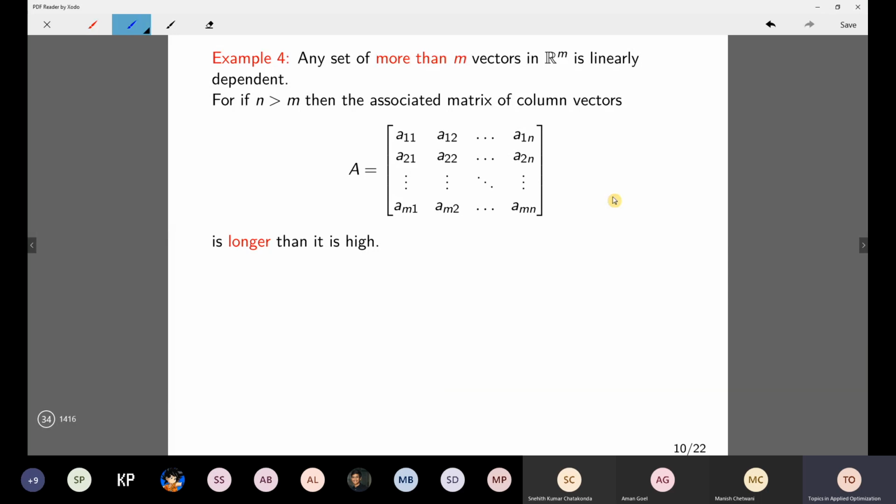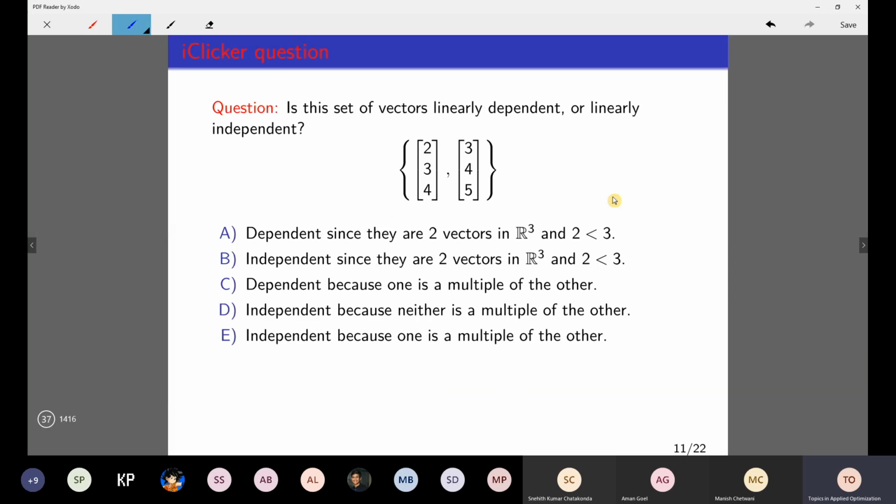Okay, so the question here is: is this set of vectors linearly dependent or linearly independent? Okay, so this is the question here. What do you think? How can you say whether this is dependent or independent? So these are the choices you have, and then you have to identify whether this is dependent or independent.